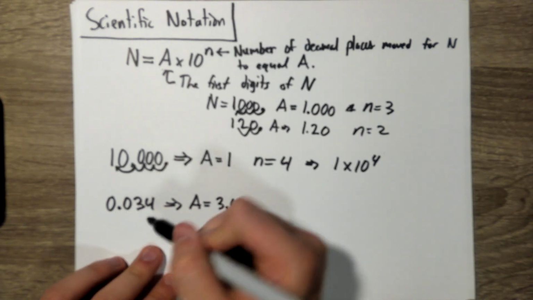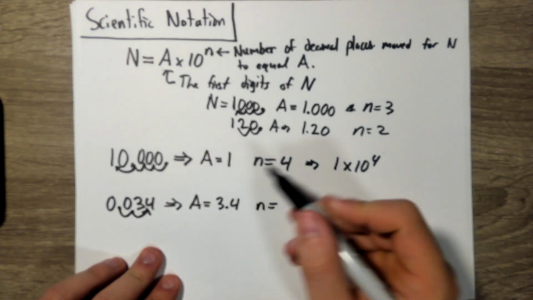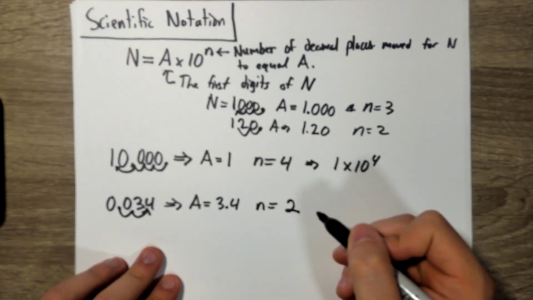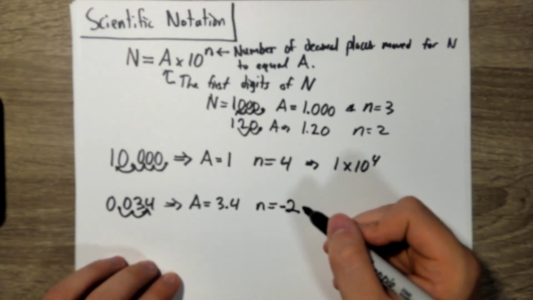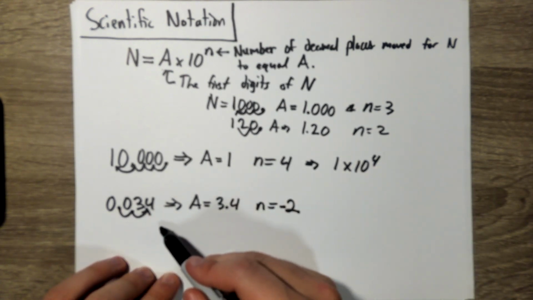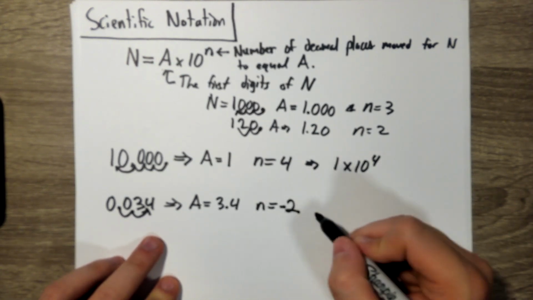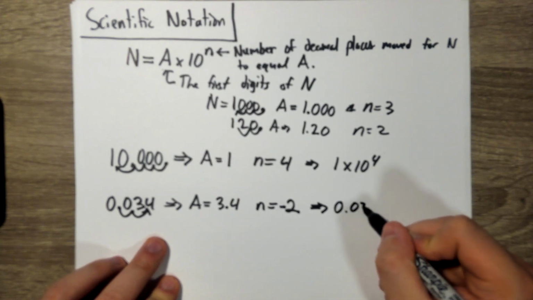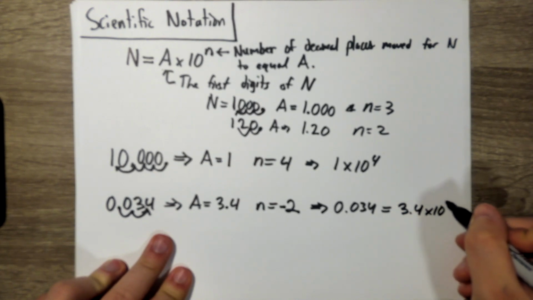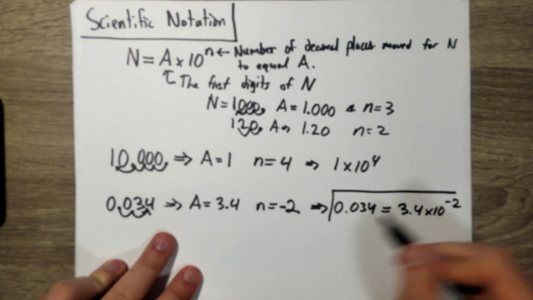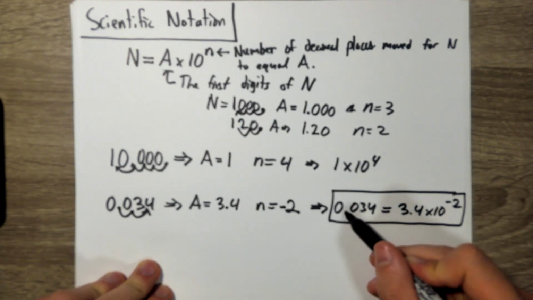So we're moving to the right this time. If we want to find n, we go 1, 2. But since we're moving to the right, it's a negative value, so -2. We're making the number bigger, so then we compensate the exponent by making it smaller. So that means 0.034 is equal to 3.4 times 10 to the -2. So that's an example of using a smaller number and converting it to scientific notation.